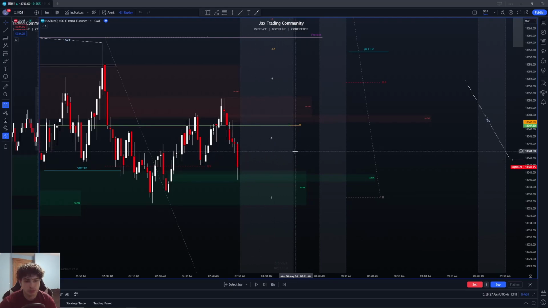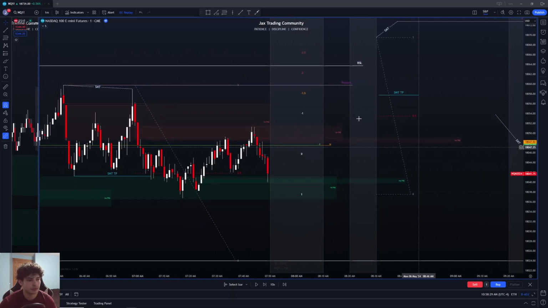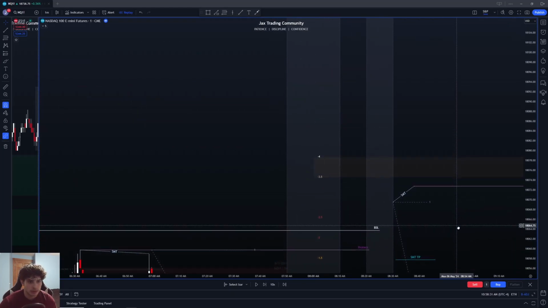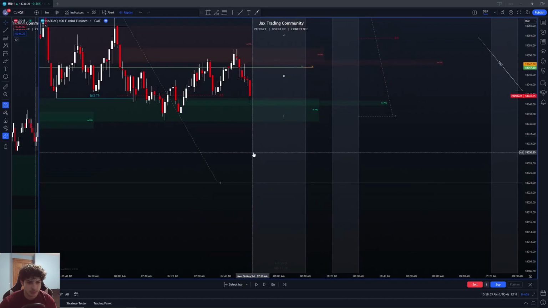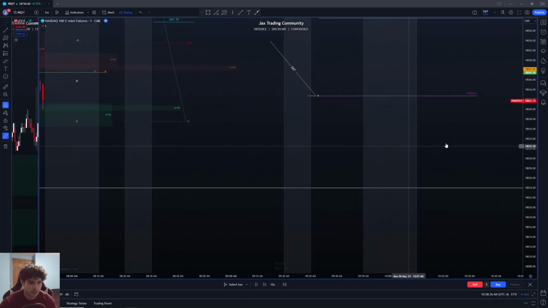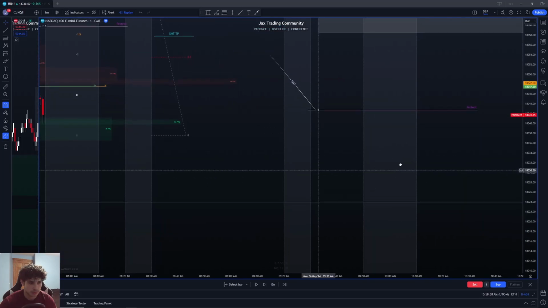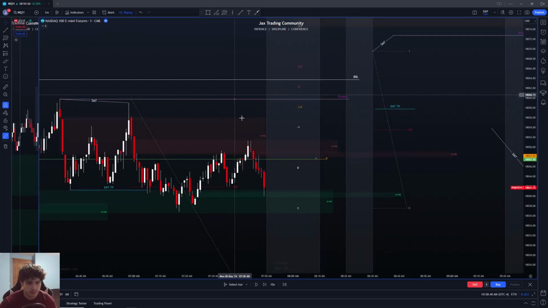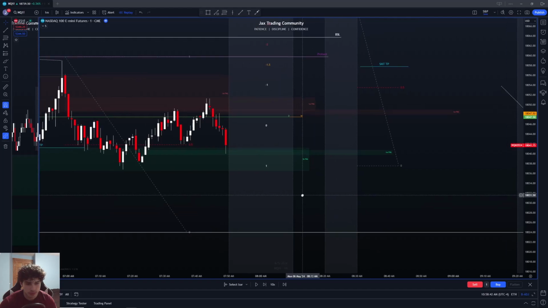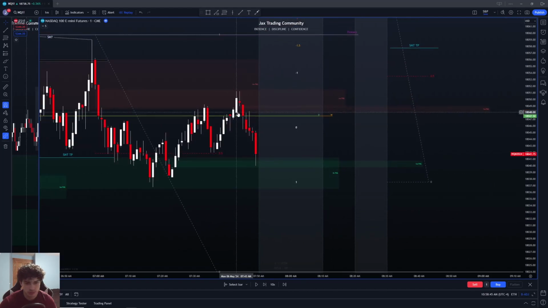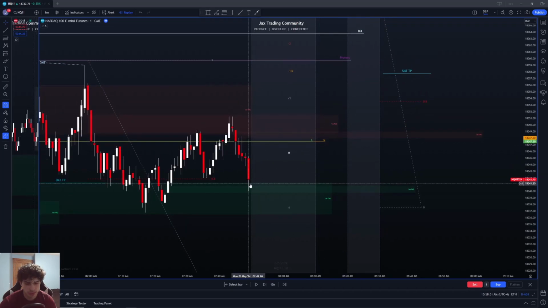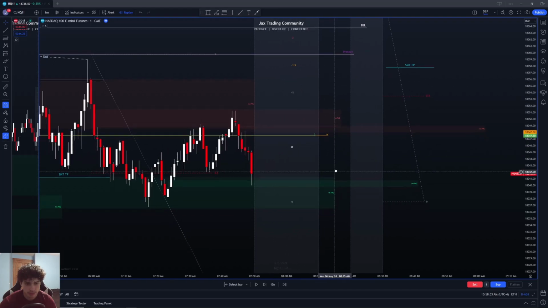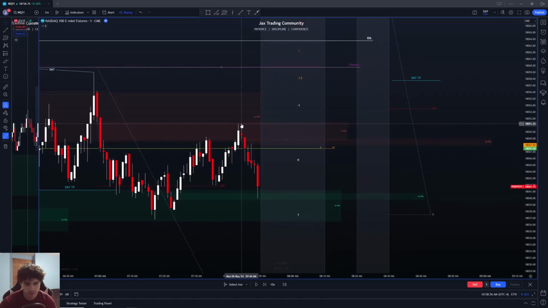Basically what macros are, and this is something very important to remember, a macro is a certain time of the day, and there are many macros throughout the day. You can see with these gray boxes, there's multiple. Macros basically indicate a reversal. So if you are seeing a certain trend, for example, a downtrend right here, you could expect the macro to reverse it and then go back up. Then you would take the previous high, which would be up here, and that would be your draw of liquidity.